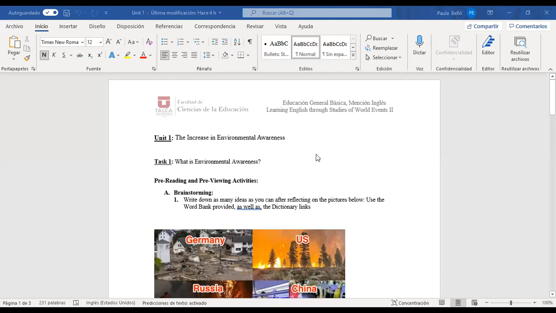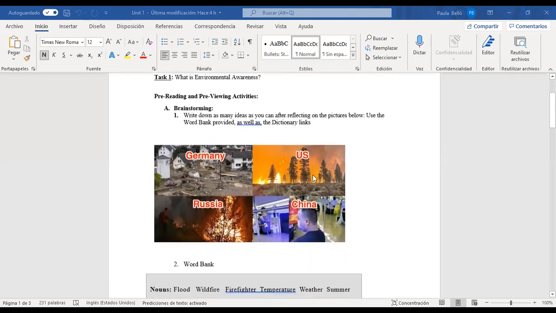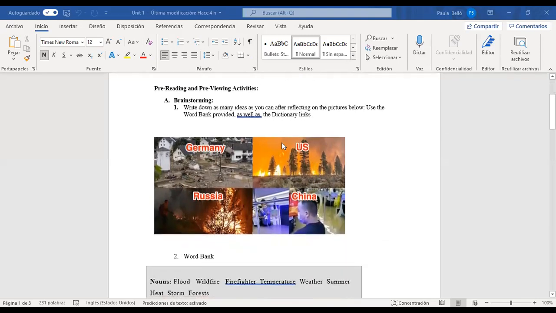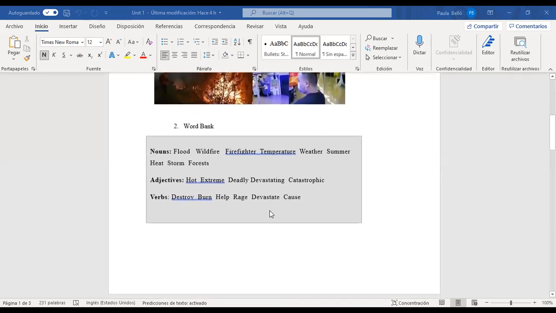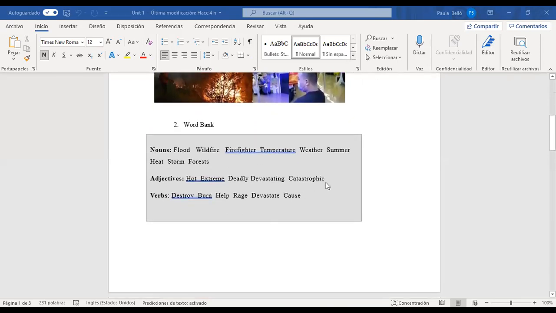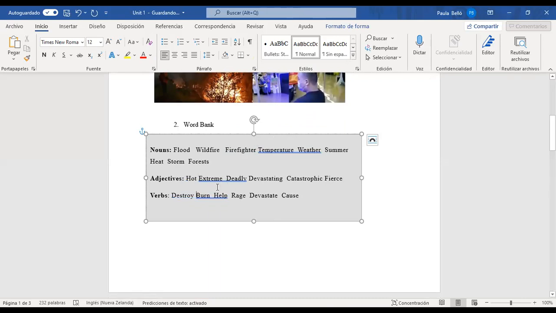So the increase in environmental awareness. What is environmental awareness? And so here you have the same picture, write as many ideas, and here you have the words to work with again. Yes, catastrophic, fears. I have added one more. Fears. So we have important language, yes. Fundamental language. We're always looking for new words that we need to learn.